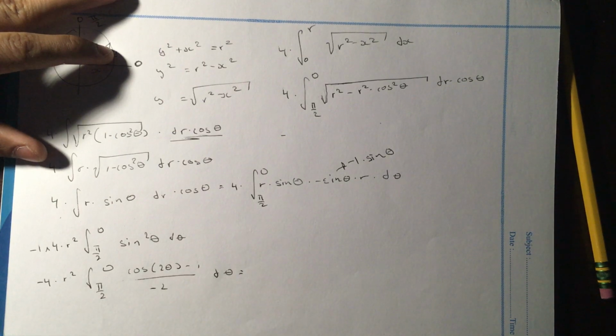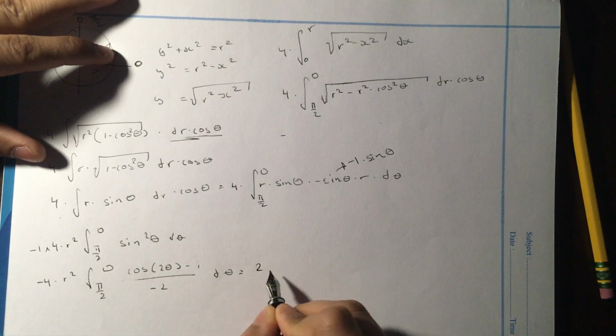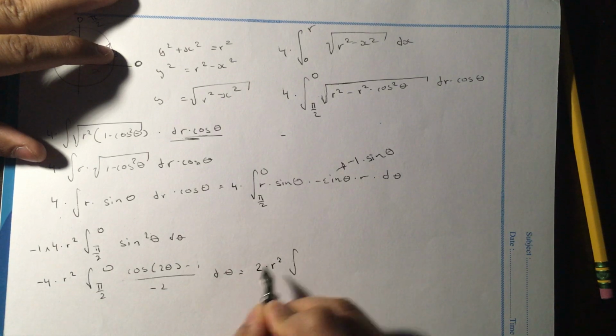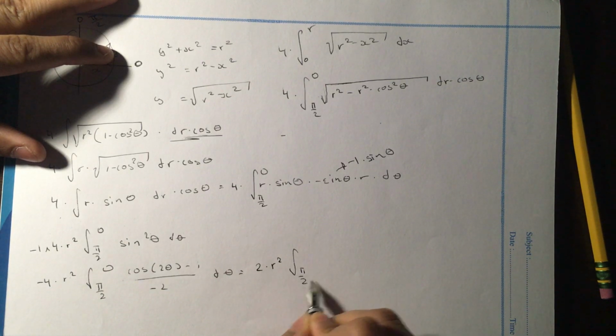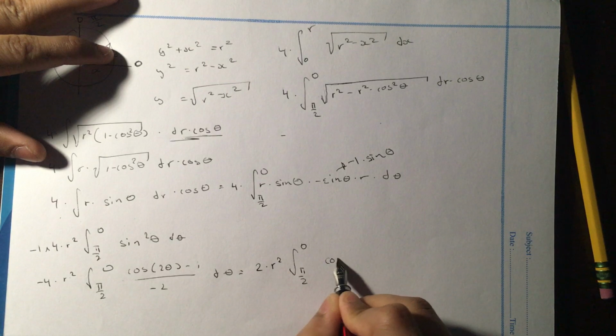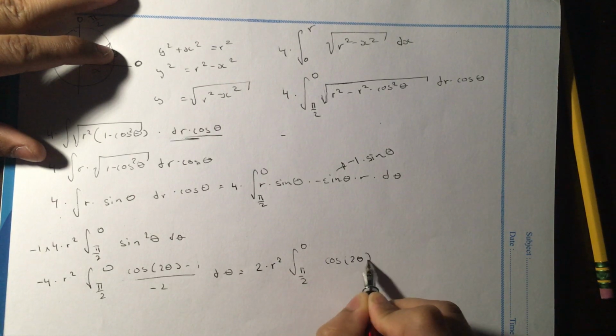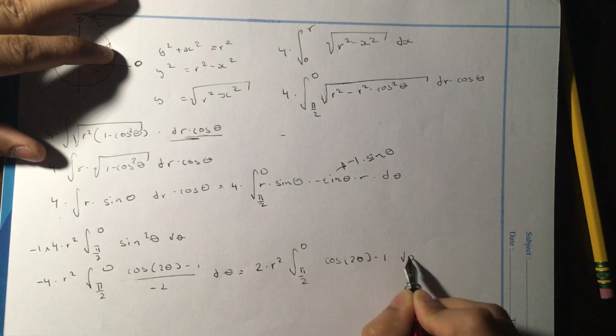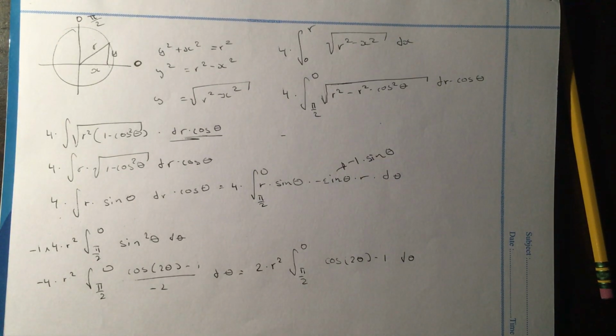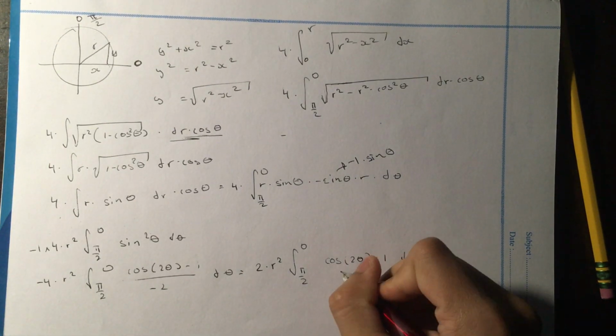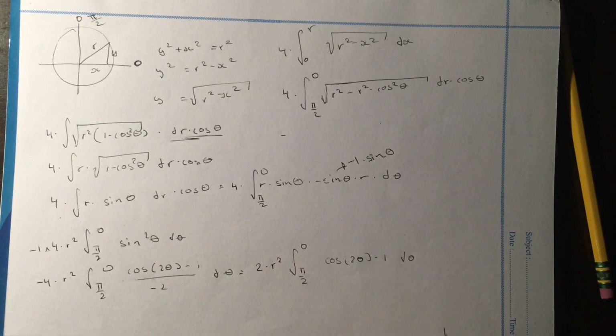Okay, let's do this again. Take out whatever isn't necessary out of the integral. So negative 2 we can take out, so negative 4 divided by negative 2 is just 2 times r squared times the integral from pi over 2 to 0 of cos of 2 theta subtract 1 with respect to theta. Now if you guys have been doing integrals, you should be able to solve this now, and we'll just do it together, right?